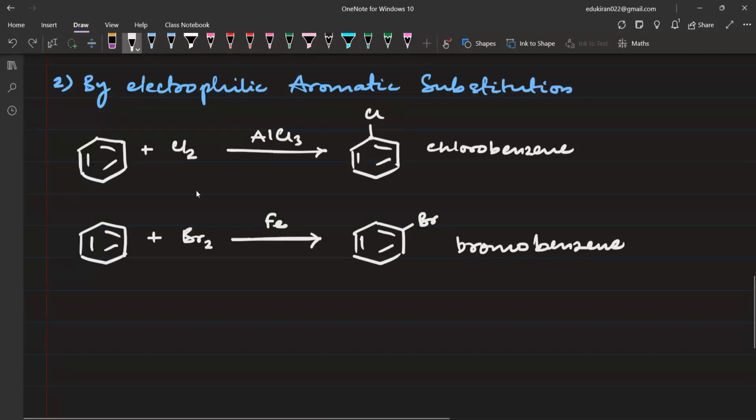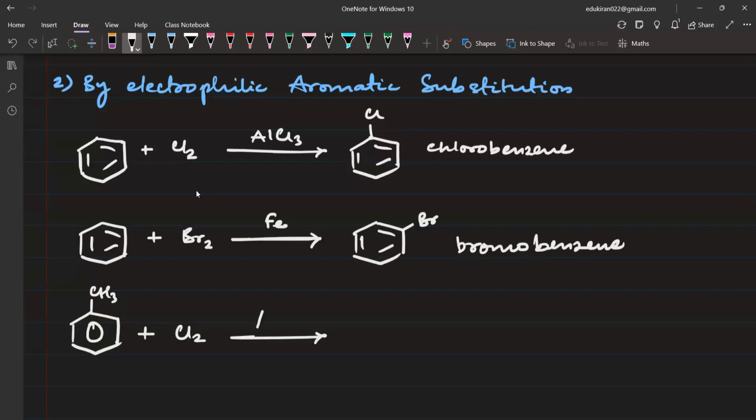Now, suppose you have an electron donating group such as CH3 here, and you are adding Cl2 in the presence of AlCl3. As soon as we add an electron donating group, the electron density at the ortho and para positions increases. It becomes delta negative. So here we are going to get two products: an ortho substituted toluene and a para substituted toluene. By the way, a benzene ring with CH3 is known as toluene.